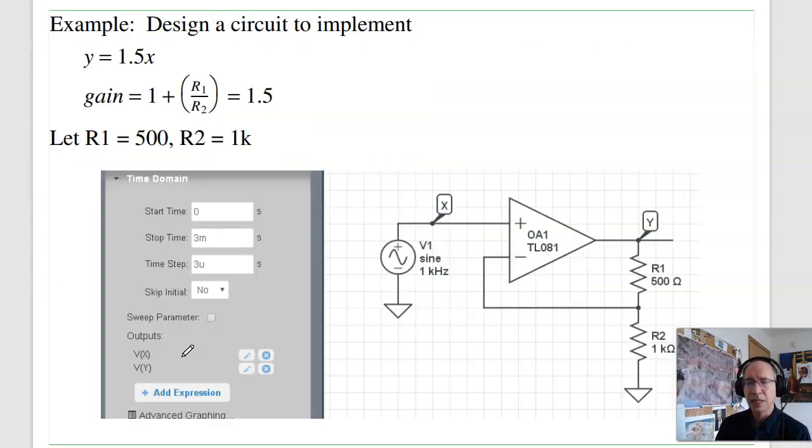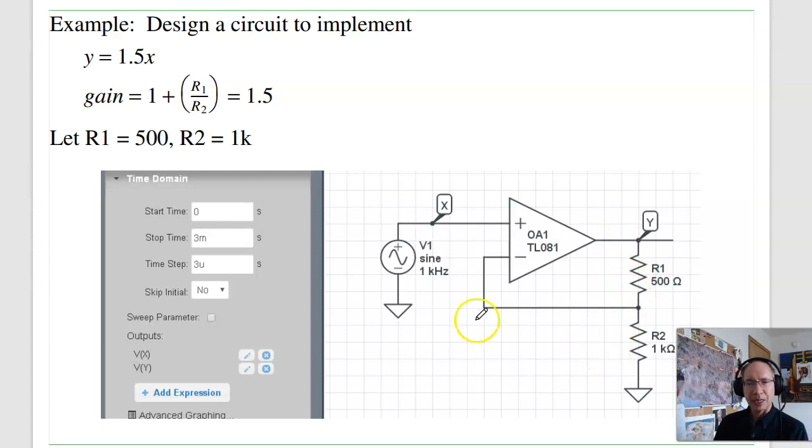To see a non-inverting amplifier in action, let's design a circuit with a gain of 1.5. In that case, I want the ratio 1 plus R1 over R2 to be 1.5, or R1 over R2 is 0.5. Pick something bigger than 100 ohms, less than 10 meg. I like 1K resistors, so 1K and 500 for Y.